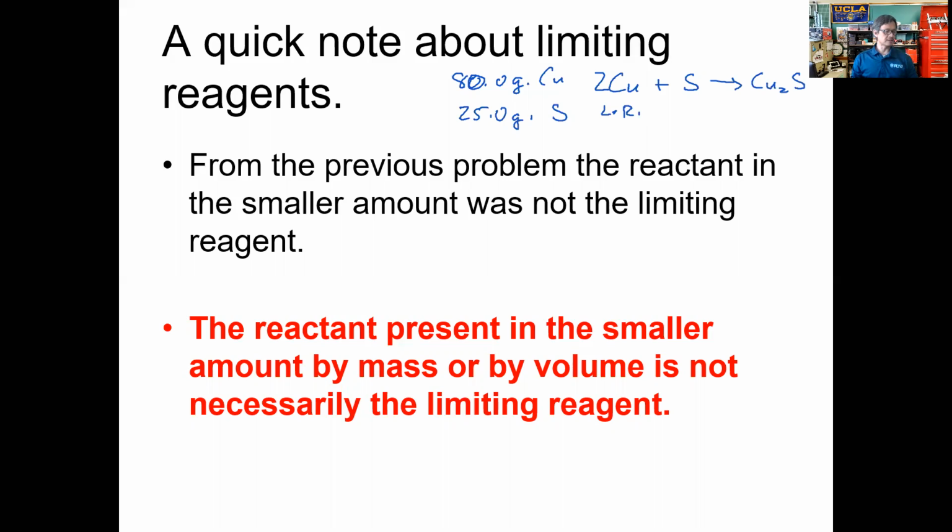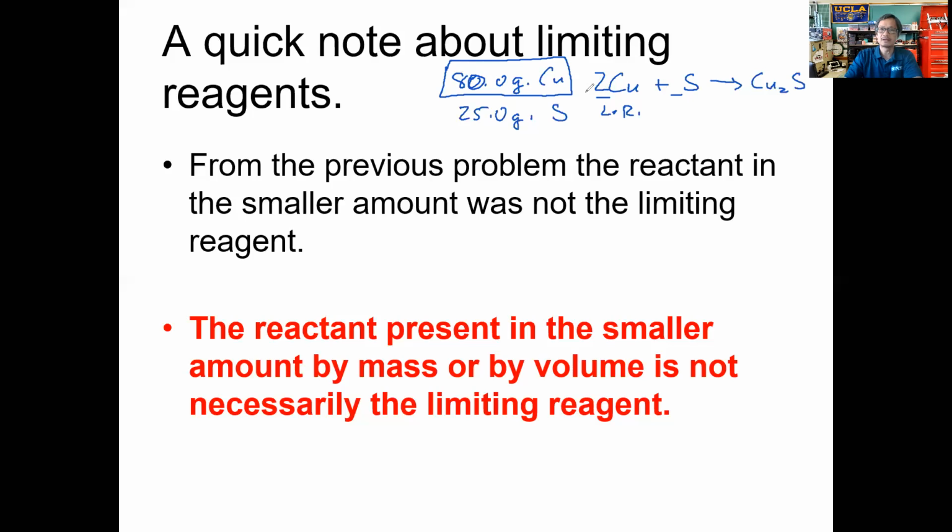Copper was the limiting reagent, even though we have a whole lot more copper here. 80 grams is a whole lot bigger than 25 grams. But what we're saying is that copper is getting used up a whole lot faster than sulfur. We can see that in our balanced equation. This is a 2-to-1 mole ratio, which means for every 2 moles of copper being used, we only need 1 mole of sulfur. So the rate at which we're using copper in this reaction is twice as fast as that of sulfur.